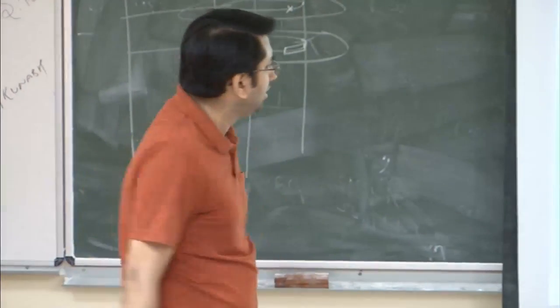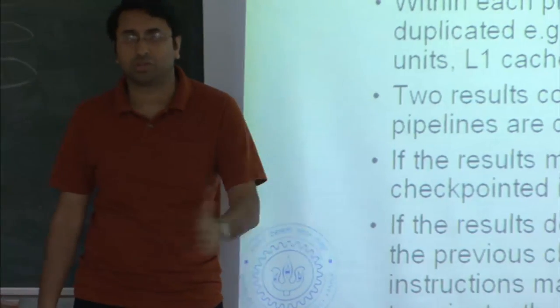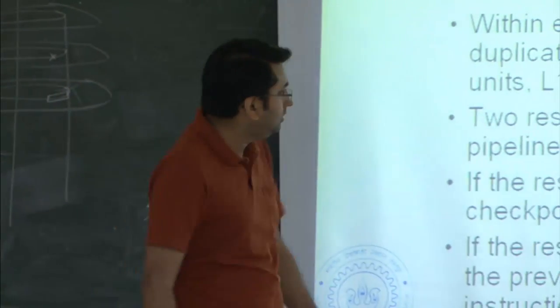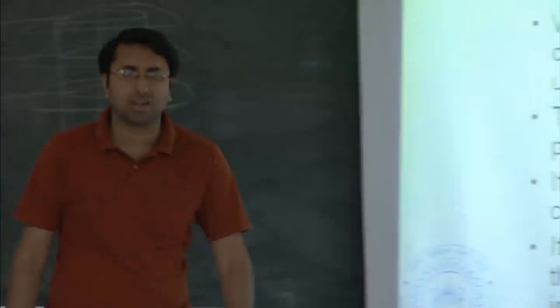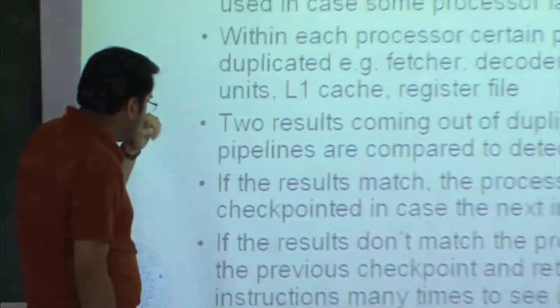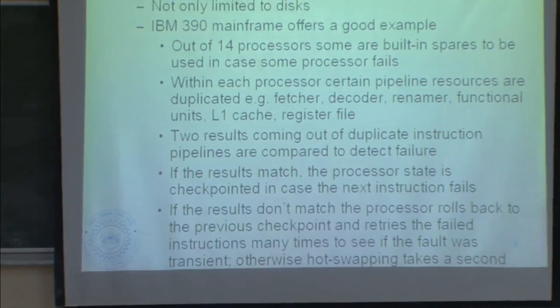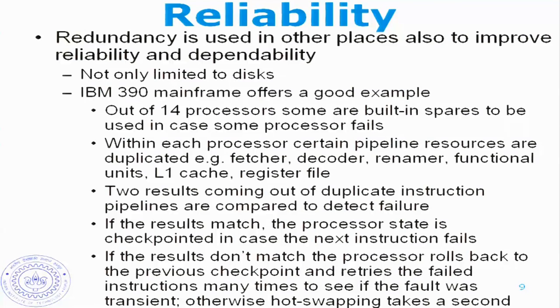In both failing, exactly. So if both the pipelines fail in the same way, they will produce the same result, both of which are wrong. Right? Although the probability of that happening is very, very low, which is why most of the time it will work. So if the results match, the processor state is checkpointed in case the next instruction fails, so that you can roll back.